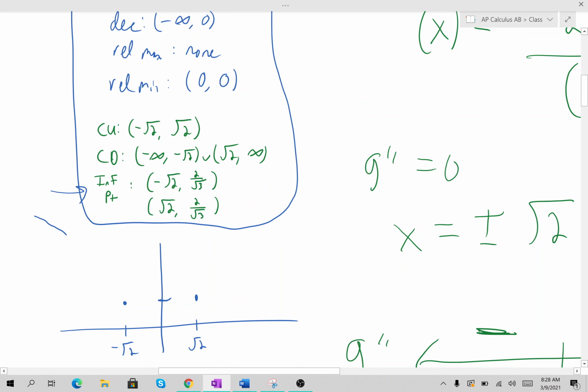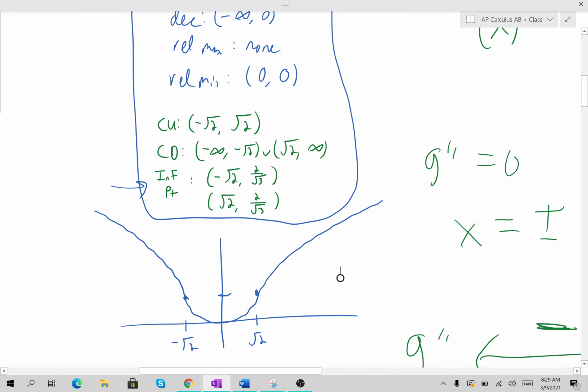So it kind of looks like this. It goes in like that. And after this point, we're concave down, so it looks like that. But in between them, we're concave up. But I also know that I'm decreasing until 0, so it goes like this, and then like this. So that's what that curve looks like. You can see concave down, concave up, concave down, and you can see decreasing here, and then increasing after.